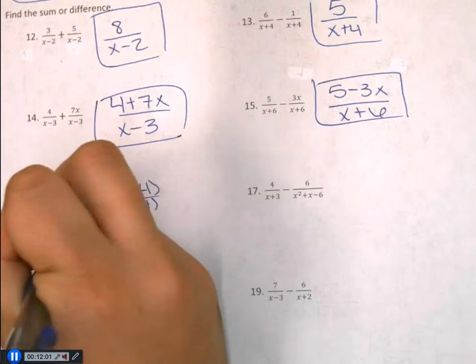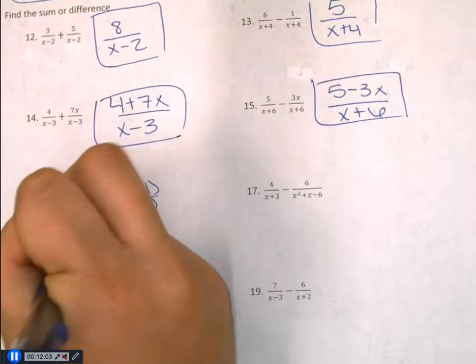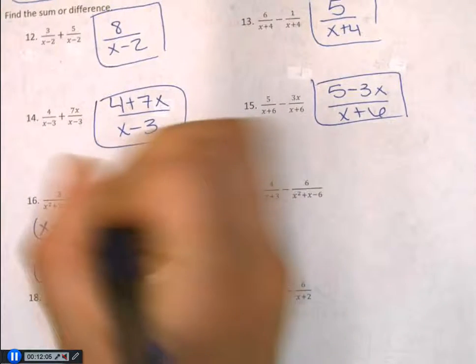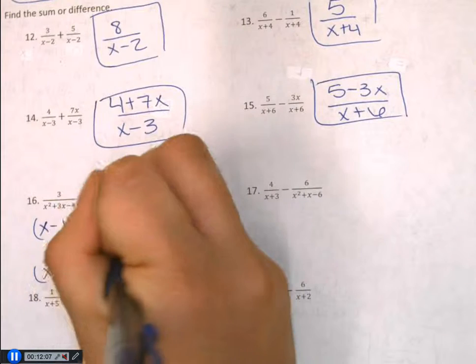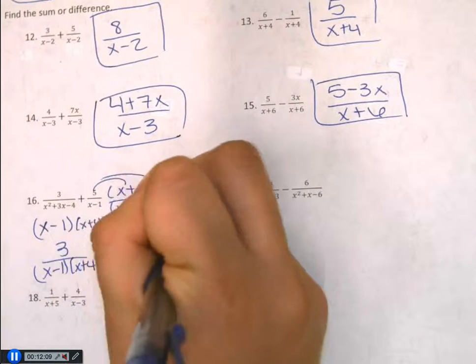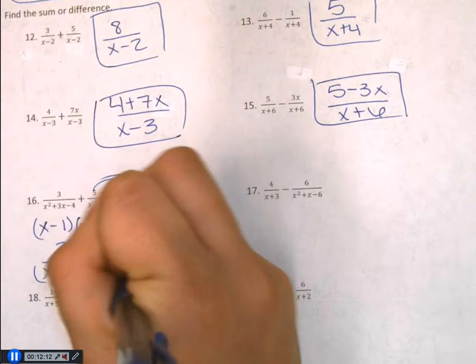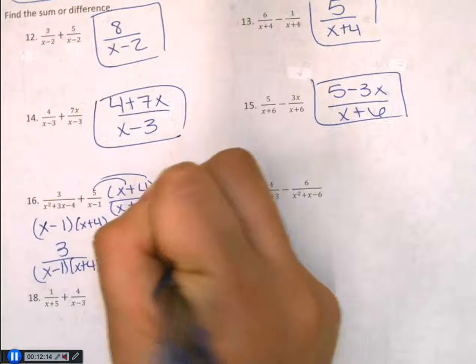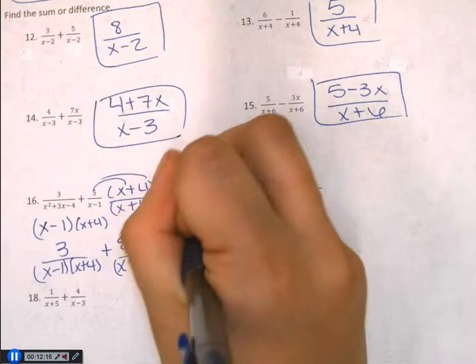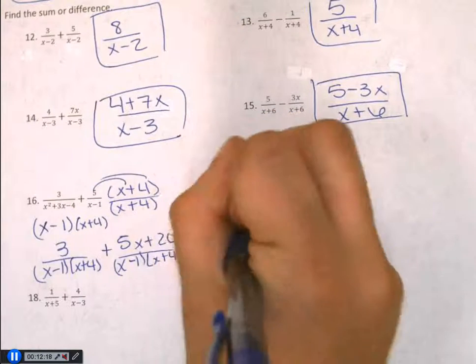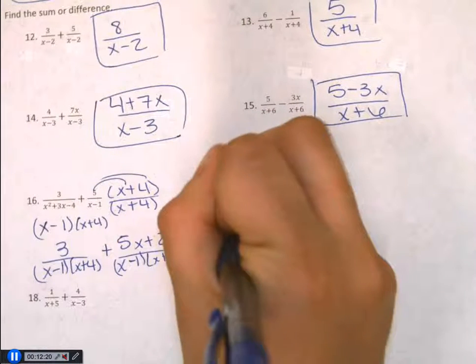So I have 3 over x minus 1 times x plus 4. That one doesn't change. I'm going to distribute here, so I get 5x plus 20 over x minus 1, x plus 4. Then I combine like terms. I get 5x plus 23 over x minus 1, x plus 4.